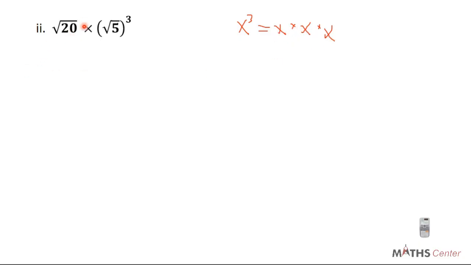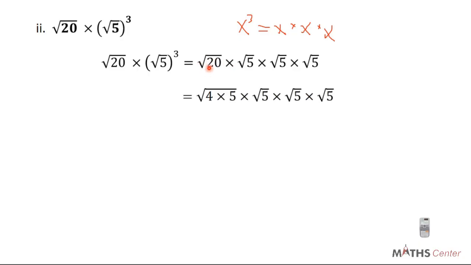In the same way, square root of 5 raised to the power 3, if you expand this, you are going to have square root of 20 times square root of 5 times square root of 5 times square root of 5. Now square root of 5 is already in its basic form. So what we have to do is to break square root of 20 to its basic form. Now if you are breaking 20, the perfect square will be 4, then the other number will be 5. So 4 times 5 will give you 20.